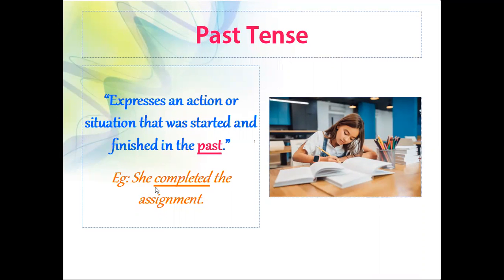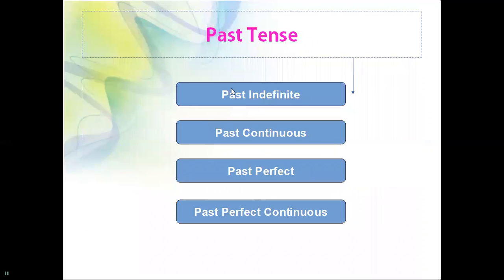For example, she completed the assignment. She already started that assignment and she completed it. So past tense expresses an action or situation that was started and finished in the past. Next we are going to see the types of past tense. There are four types of past tense.